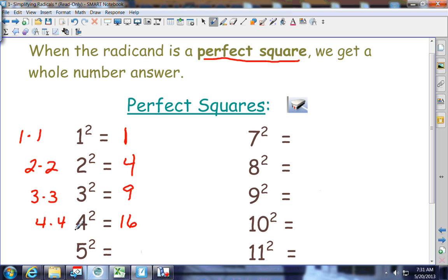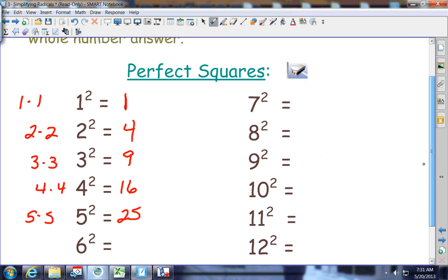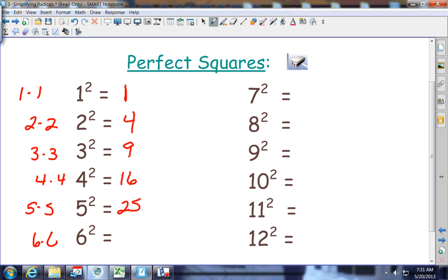16. One of the biggest mistakes with these squares is people try to do 4 times 2 and tell me it's 8. Remember, that's not what it means. 5 squared means 5 times 5. 25. 6 times 6, 36. 7 times 7, 49. 8 times 8, 64. 9 times 9, 81. 10 times 10, 100. 11 times 11, 121. And 12 times 12, 144.